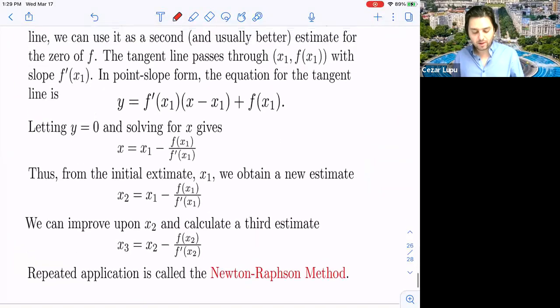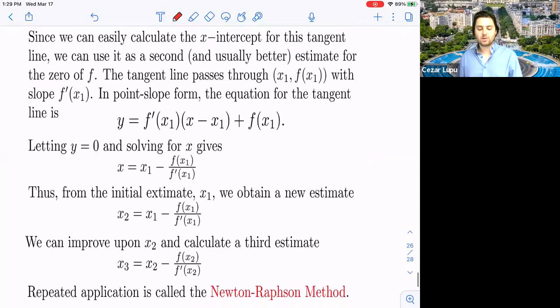So based on this assumption, we can do something, and that's what we will call the Newton-Raphson method. Let's see the details. It's quite clear that we can calculate the x-intercept of this tangent line. It's very easy, and we can use it as a second and usually better estimate for the zero of f. So I have a zero at x1. The tangent line passes through the point with coordinates x1 and f of x1, with slope f prime of x1.